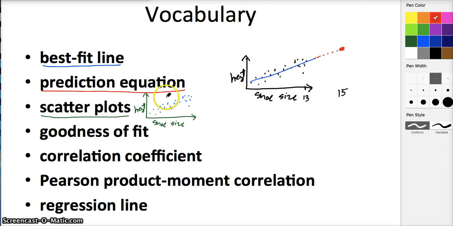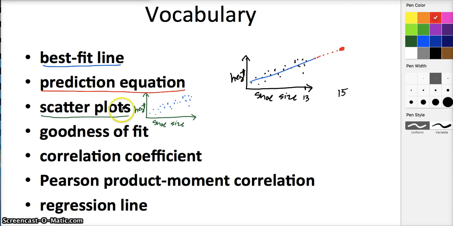Are you guys with me? So the prediction equation, you would actually get a formal equation, a y equals mx plus b type of equation perhaps, and you would use that based on the line of best fit or based on the data that you have to predict for information that you have no data for.